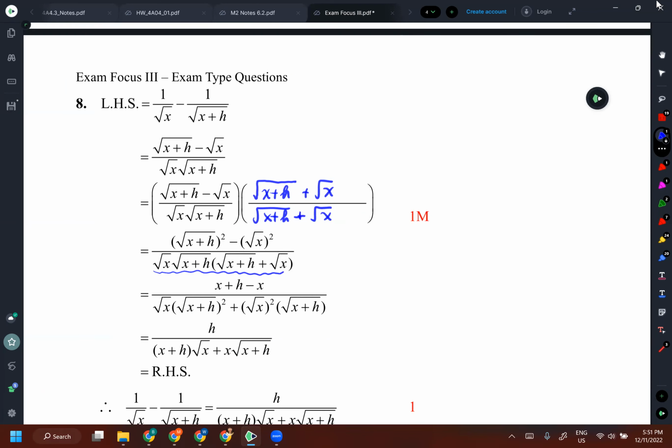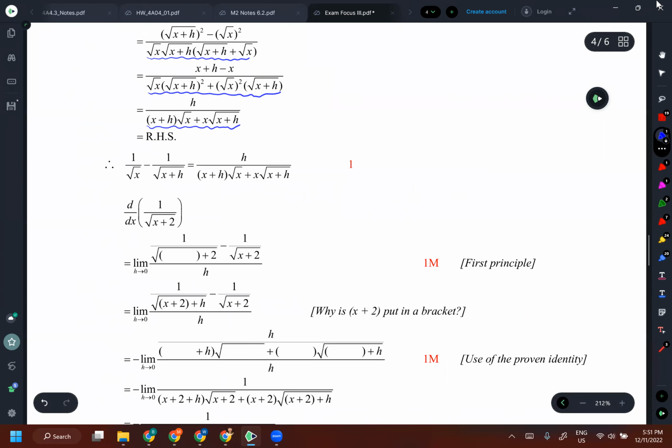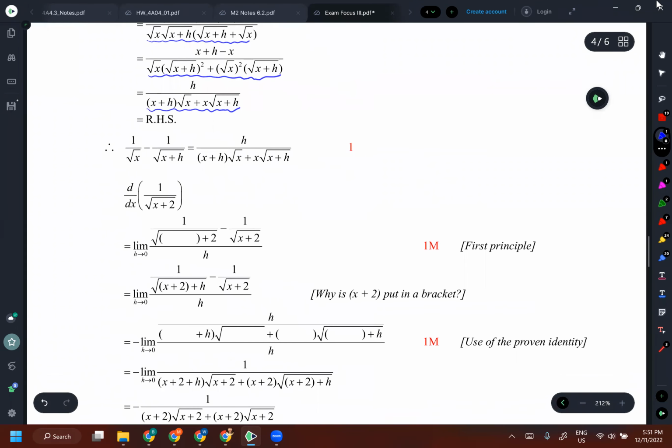It's not wrong. It's just not recommended. You see, it's expanded, and then you have two terms, but that's okay. In order to prove it, I guess you have to expand. Anyway, that's the first question. The second question, the derivative.